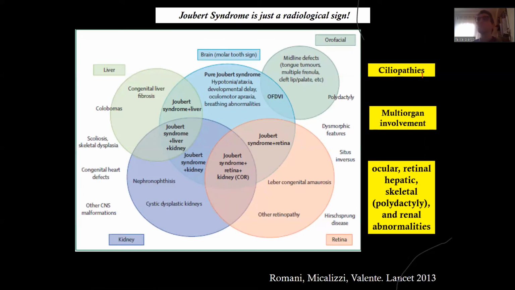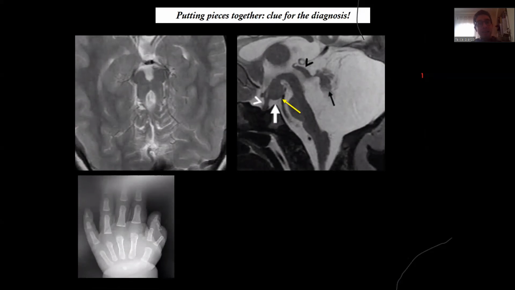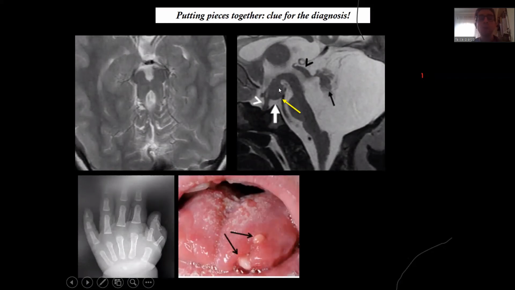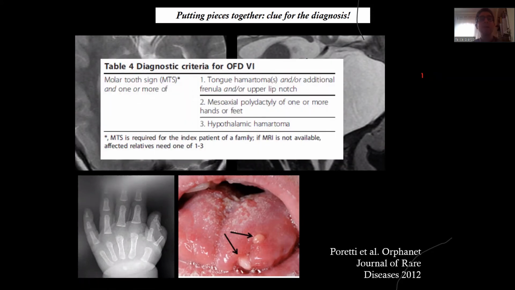So if you are a general radiologist or general pediatric radiologist, you need to think of your plain film or ultrasound when you see a kidney ultrasound, when you see a Joubert. And again, you put together the pieces of the puzzle. In this case, you have a very, very small vermis, molar tooth, syndactyly, and hypothalamic hamartoma. You look at the tongue and you see some small hamartomas in the tongue. This constellation of findings is typical of orofacial digital syndrome type 6.